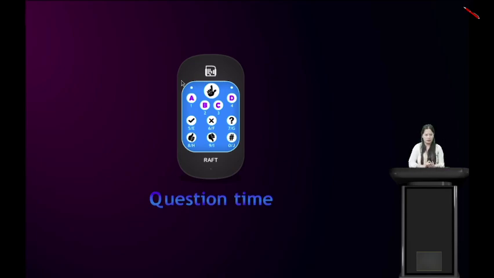So in today's class we have discussed increasing friction and decreasing friction. We have also discussed fluid friction. So I hope you are clear with what we have discussed today.